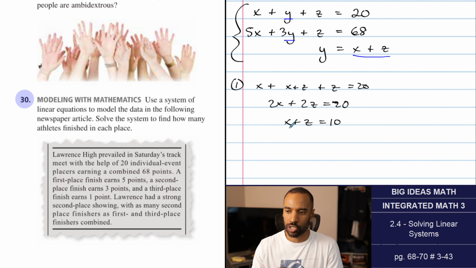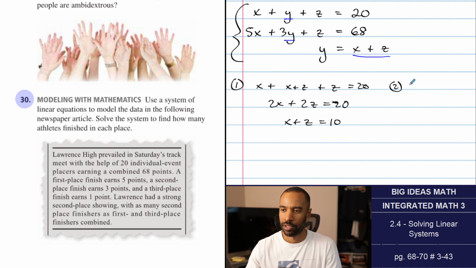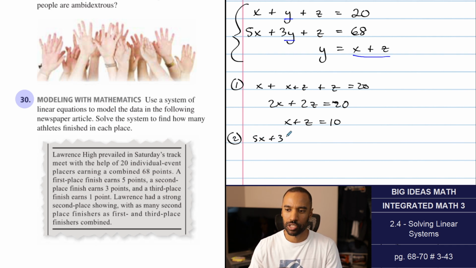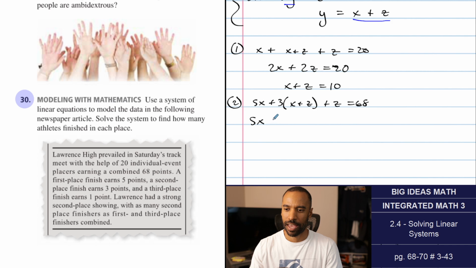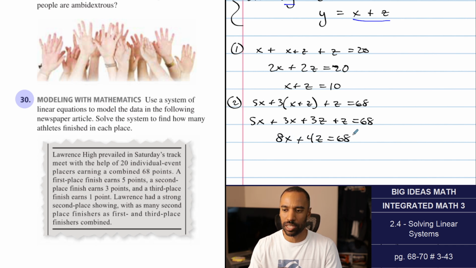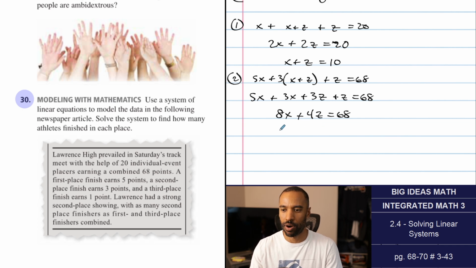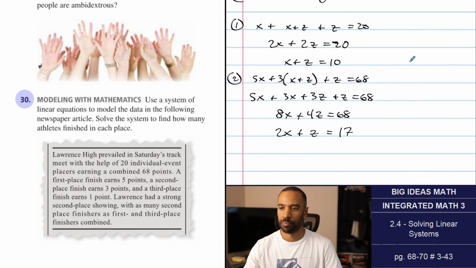And then here on equation 2, 5x plus 3y plus z equals 68. And that is 5x plus 3x plus 3z plus z equals 68. Okay. 8x plus 4z equals 68. Divide everything by 4: 2x plus z equals 17. Okay, so we have a system of 2. x plus z equals 10. 2x plus z equals 17.